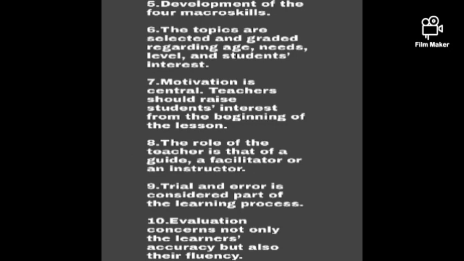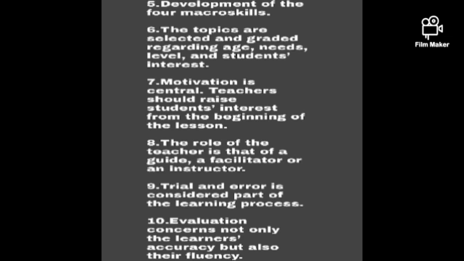Fifth, development of the four macro skills, speaking, listening, reading, and writing, is integrated from the beginning, since communication integrates the different skills. The sixth, the topics are selected and graded regarding age, needs, level, and student interest. The seventh, motivation is central. Teachers should raise student interest from the beginning of the lessons.